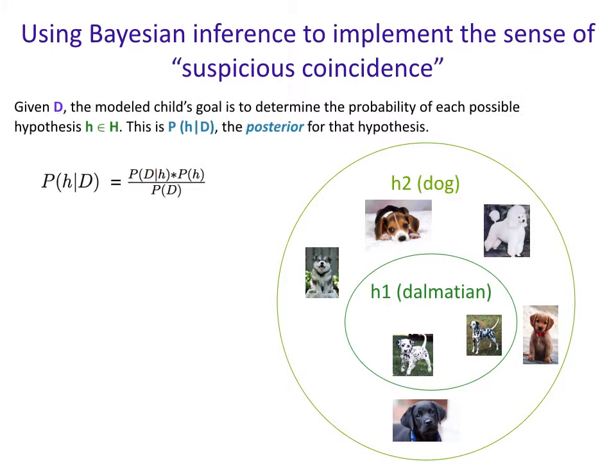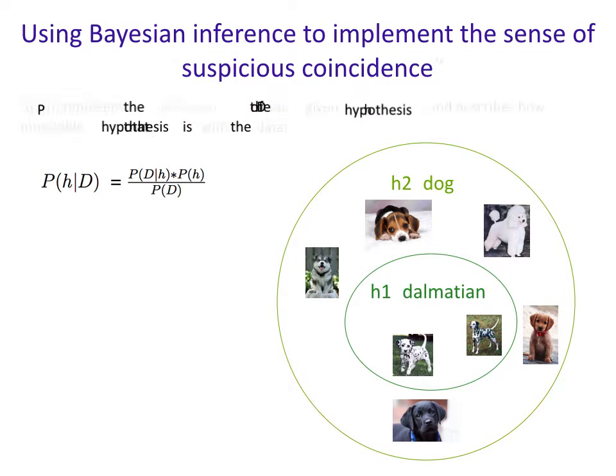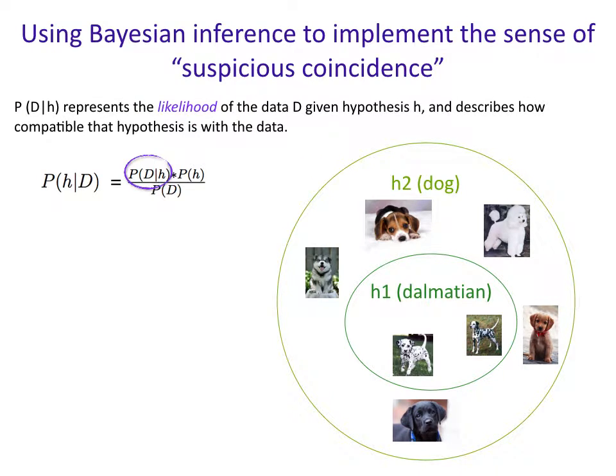Okay? So given that data, the model child's goal is to determine the probability of each possible hypothesis, that is the posterior, the probability of the hypothesis H given the data D. And we calculate it using Bayesian inference, which involves different components again. The first one is the likelihood, the probability of the data given the hypothesis. This basically describes how compatible that hypothesis is with the data actually observed.